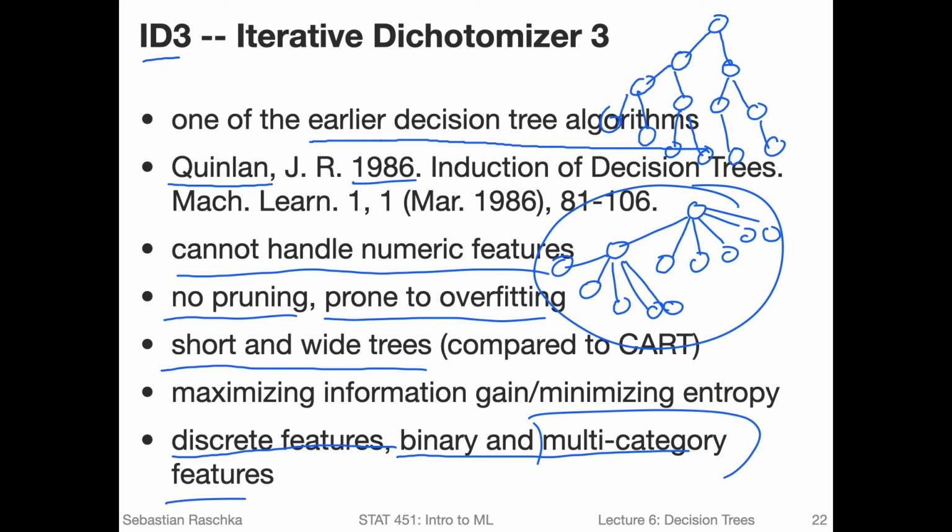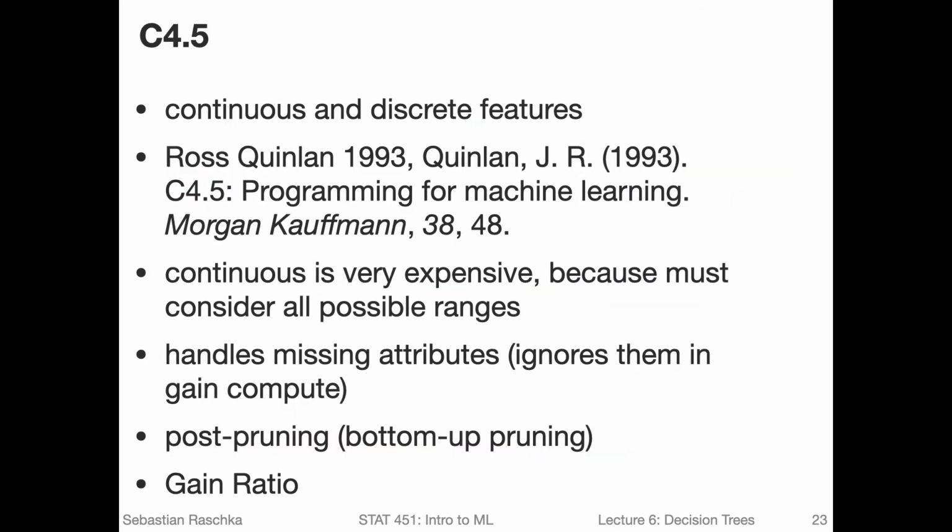And how is it deciding which feature to use for splitting, and how is it evaluating the splits? So this algorithm is maximizing information gain by minimizing entropy, and we will talk about entropy in the next video. Another algorithm is the C4.5 algorithm, which supports both continuous and discrete features. It was also developed by Quinlan in 1993.